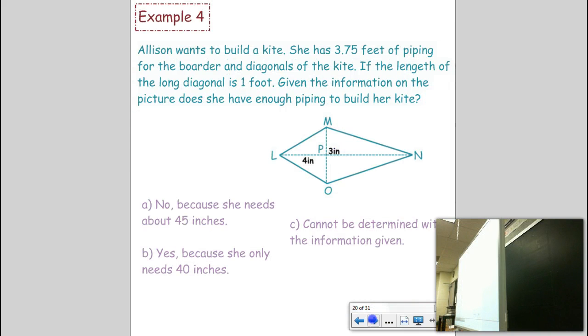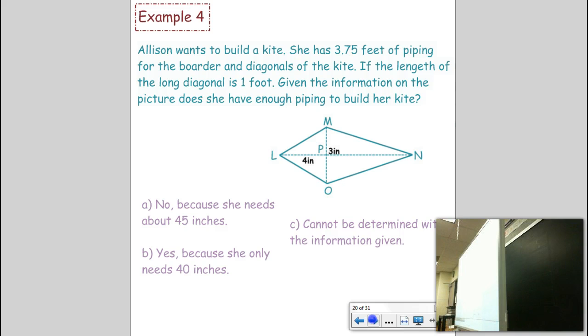Okay, Allison wants to build a kite. She has 3.75 feet of piping for the border and diagonals of the kite. If the length of the long diagonal is 1 foot, 3 plus 4? Are y'all's 3 and 4 in a different spot? Given the information on the picture, does she have enough piping to build her kite?